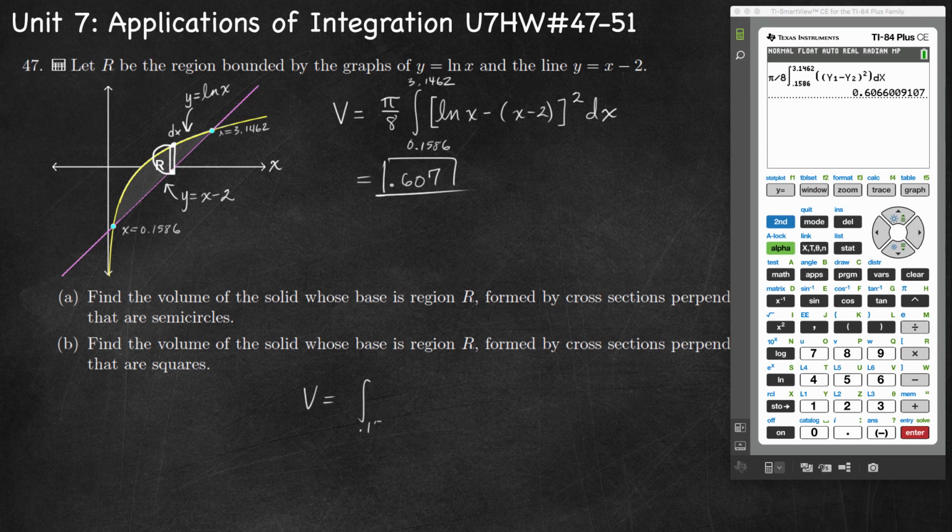So 0.1586 to 3.1462, and then ln x minus the quantity x minus 2, squared, dx. So I'm going to just hit second enter to call up my last thing that I did here, and I'm just going to delete the pi over 8 in front. And that gives me a volume of 1.545.